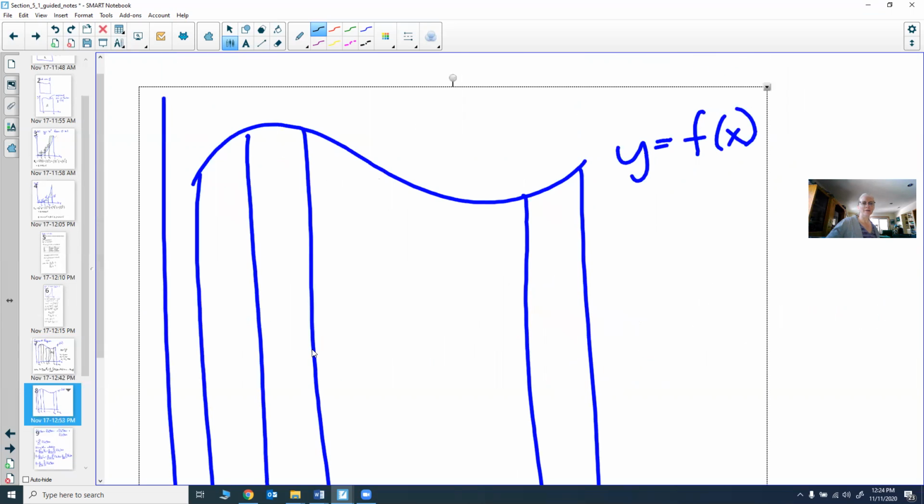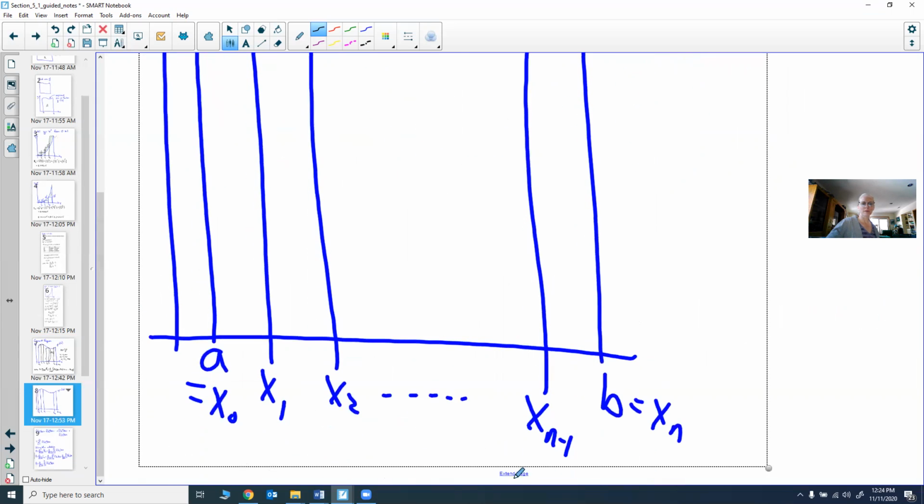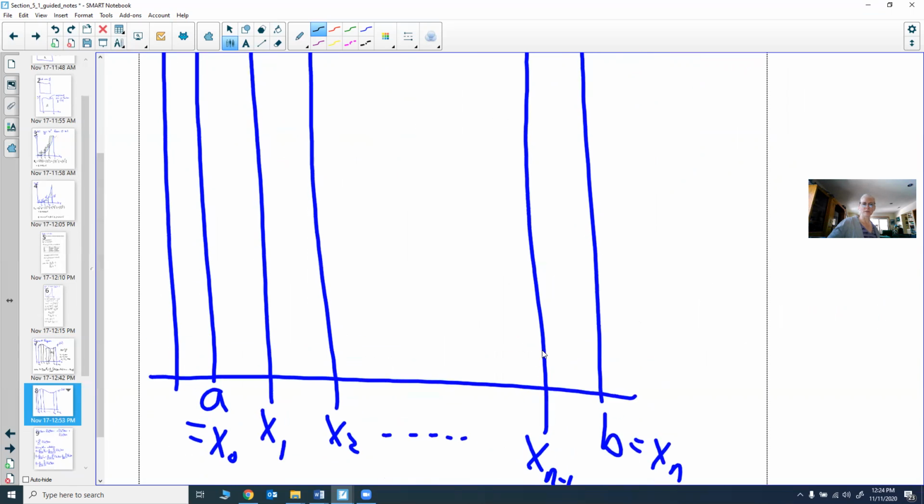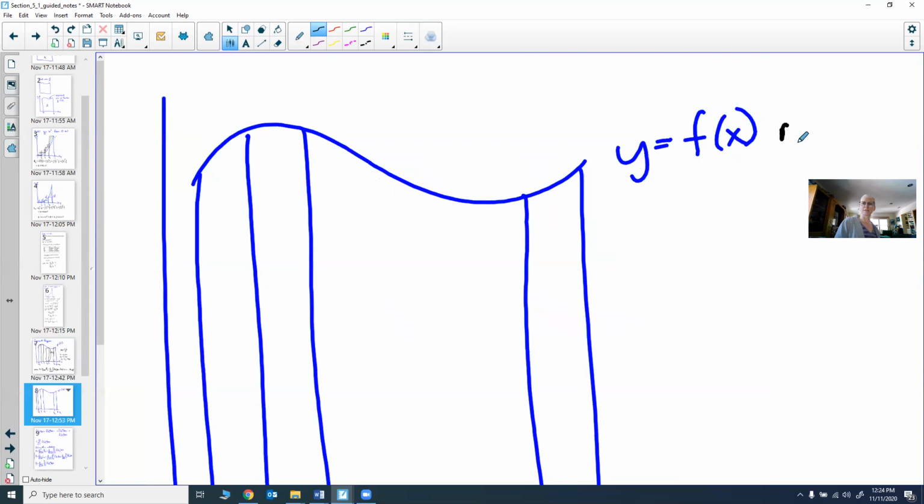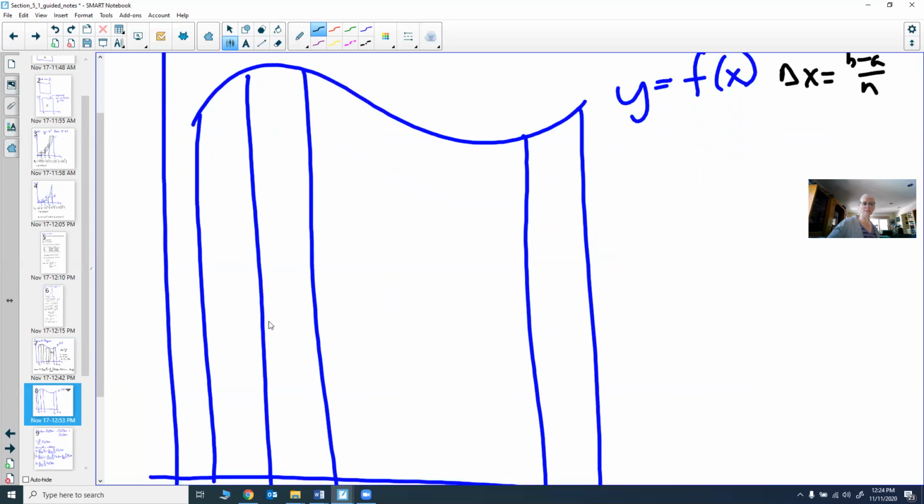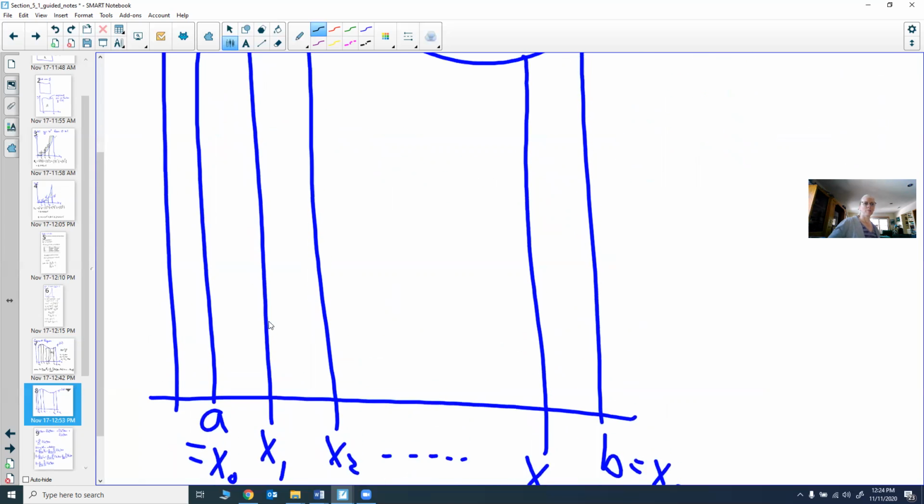And again, we can do the exact same thing with the left-hand sums. I could come up here. My delta x is still the same. So I still would have a delta x. My delta x is still b minus a over n. So that's still what it is. It doesn't change just because we're using left-hand sums.